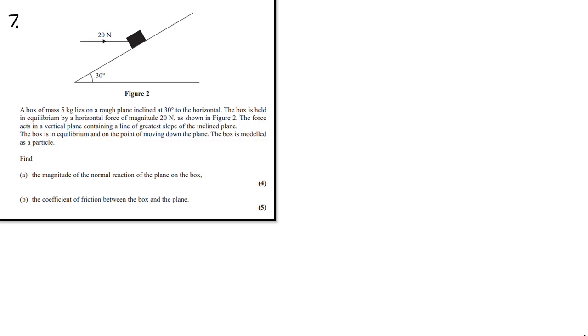What we've got is a box of mass 5 kilograms, which lies on a rough plane inclined at 30 degrees to the horizontal. The box is held in equilibrium by a horizontal force of magnitude 20 newtons, as shown in Figure 2. The only part that we need to be considering here is the fact that the box is in equilibrium and on the point of moving down the plane, with the box being modelled as a particle. For part a, we're asked to find the magnitude of the normal reaction of the plane on the box.